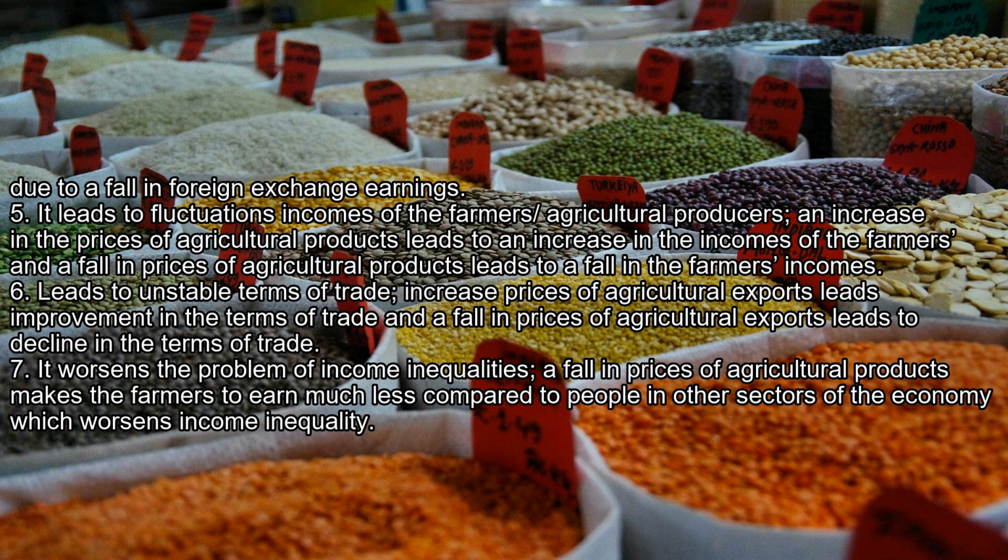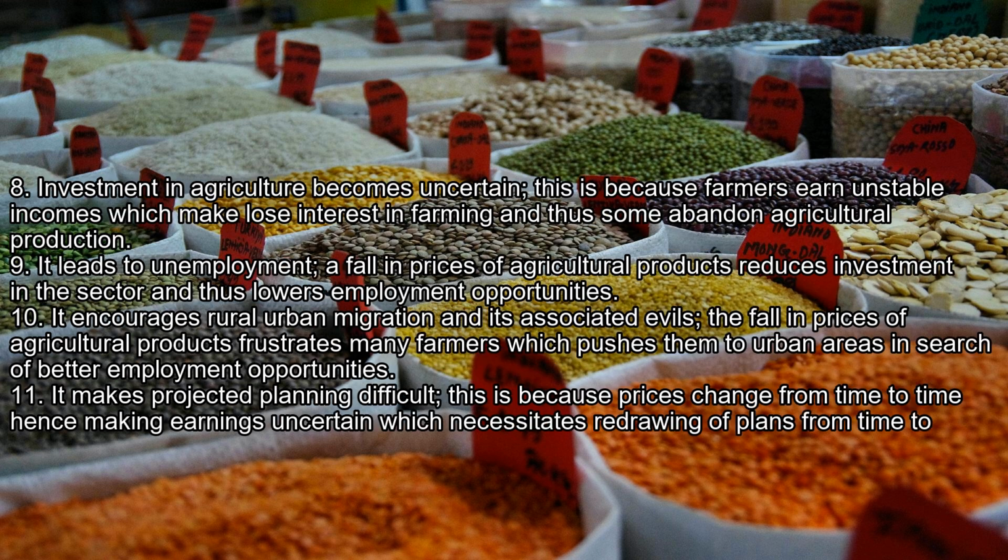7. It worsens the problem of income inequalities. A fall in prices of agricultural products makes the farmers earn much less compared to people in other sectors of the economy, which worsens income inequality. 8. Investment in agriculture becomes uncertain. This is because farmers earn unstable incomes which make them lose interest in farming and thus some abandon agricultural production.